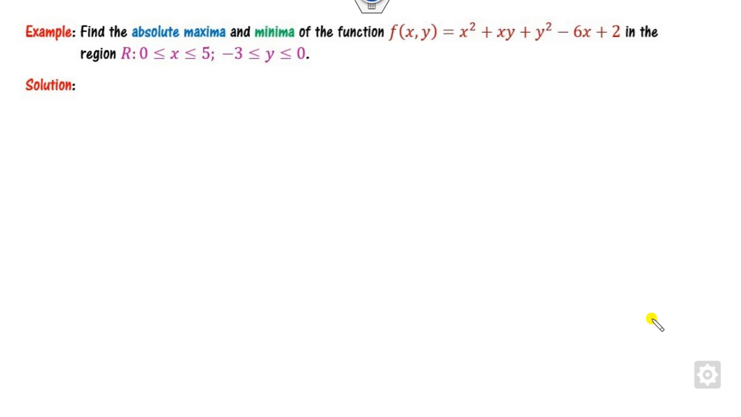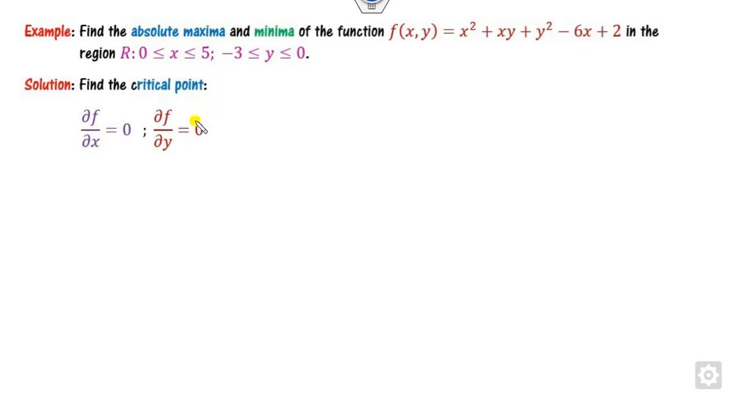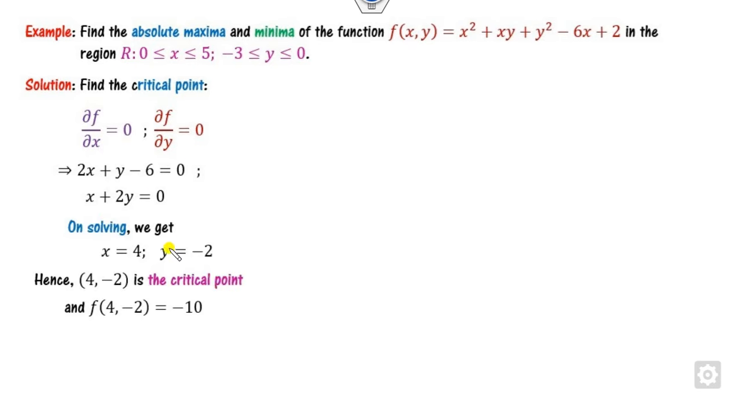Look at the next example so that you may learn in an easy manner. Again you have to find the absolute maxima and minima. So we will apply step number 1: find the critical points. You can easily solve it with the help of a calculator. You will get these as the critical points, and the answers are here.